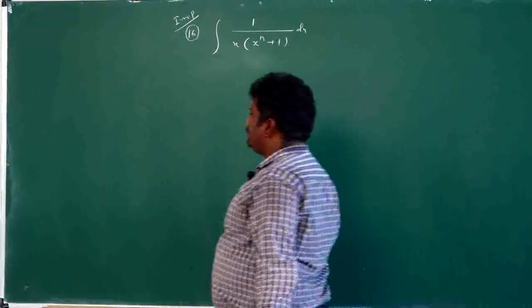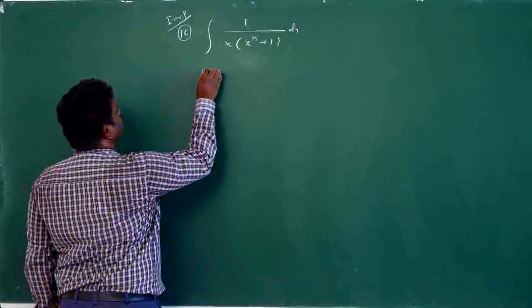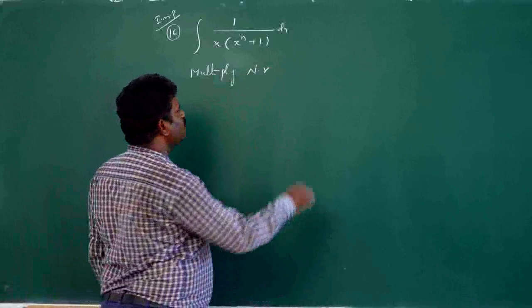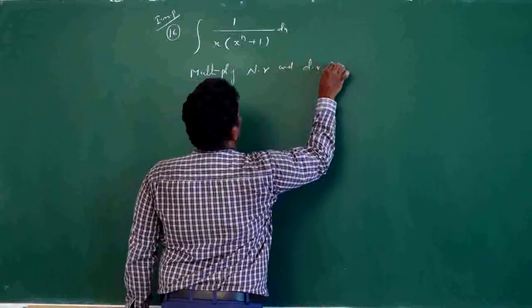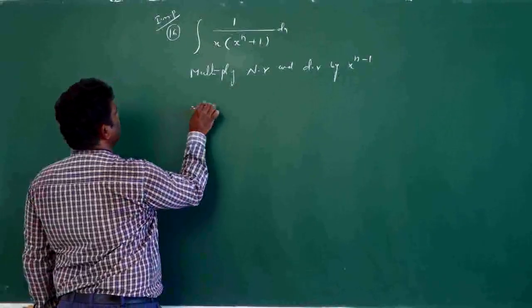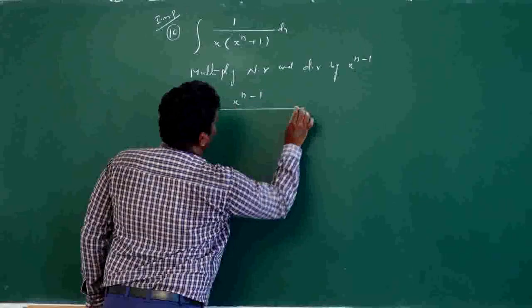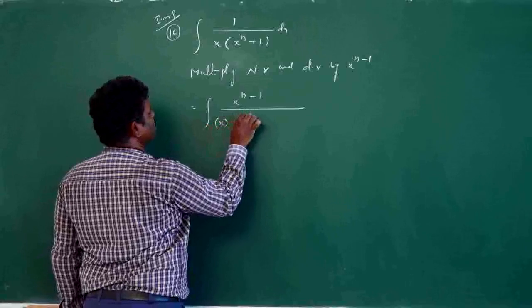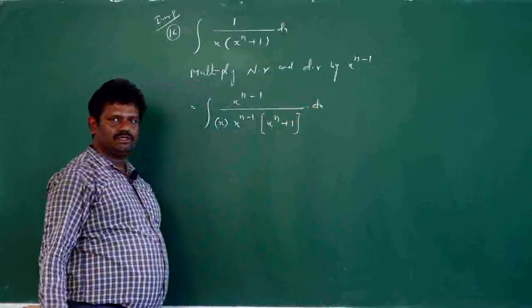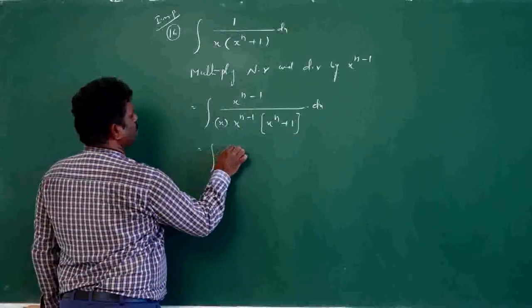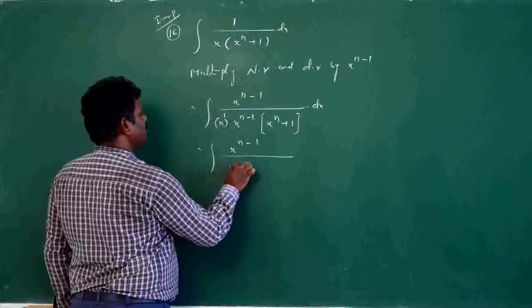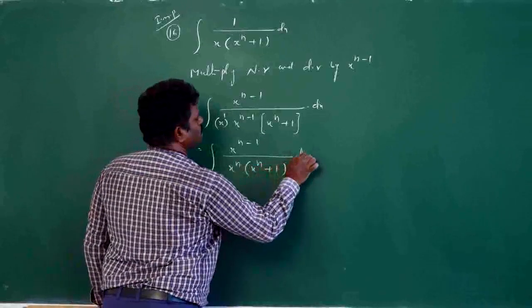Here if you take this for direct integration, multiply numerator and denominator by x power n minus 1. So that is equal to integral x power n minus 1 by x into x power n minus 1 into x power n plus 1 into dx. Now see my substitution: this is equal to integral x power n minus 1, here power 1 plus n minus 1, cancellation, x power n into x power n plus 1 into dx.